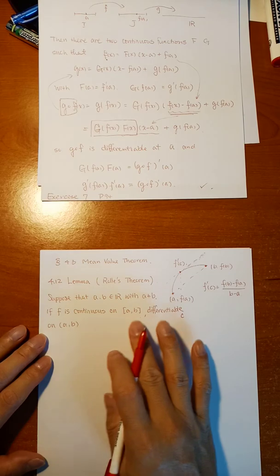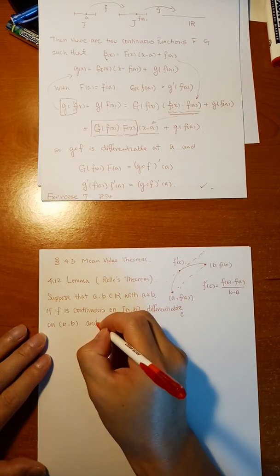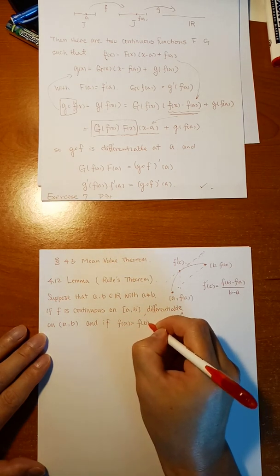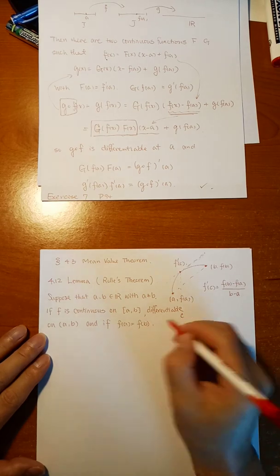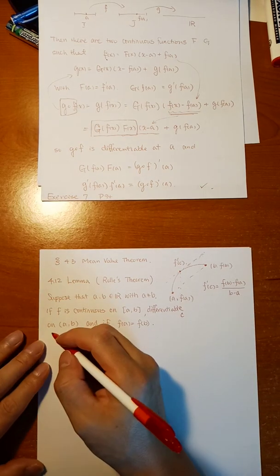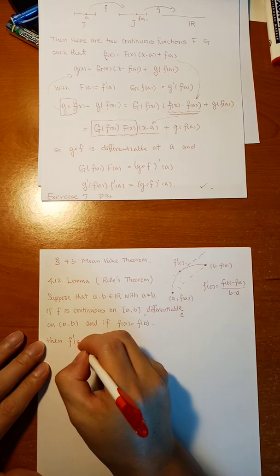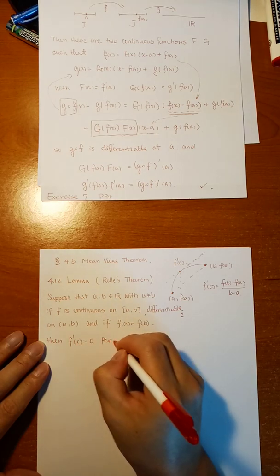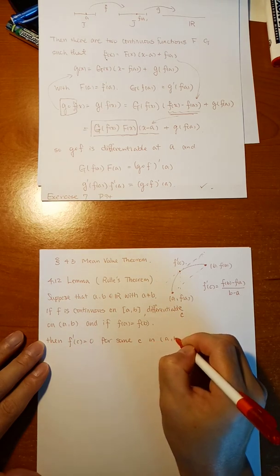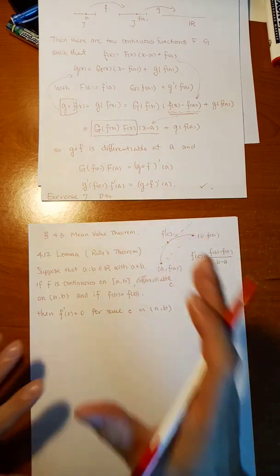So we always say it is continuous on the closed interval and differentiable over the open interval. And there's one more condition. If f(a) is equal to f(b), it's flat, horizontal. Then f prime of c is equal to 0 for some c in the open interval (a, b), not endpoints. We emphasize the c is on the inside.